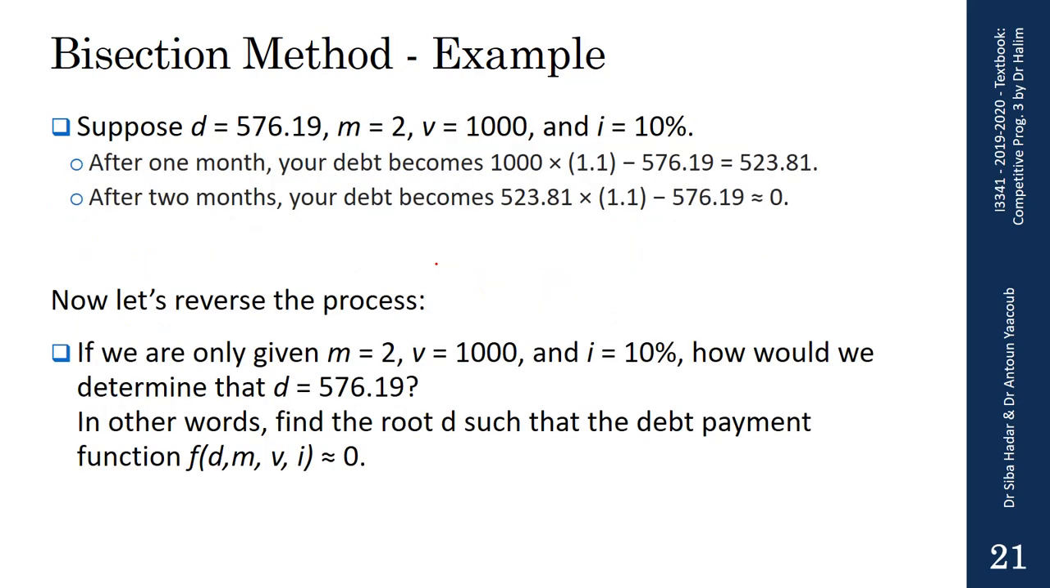For another example, the same example with numerical values, we have D. Your monthly payment is like that in dollars. You have to pay in 2 months.